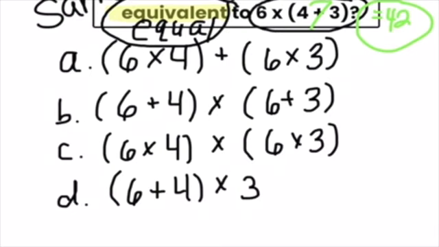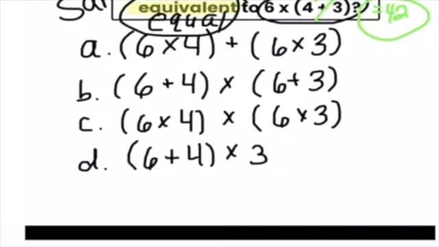So I'm going to be looking for answers below, A, B, C, and D, and see which one or which ones are equivalent to 42, or which ones equal 42. Now let's rule out all the wrong answers and find the right ones.